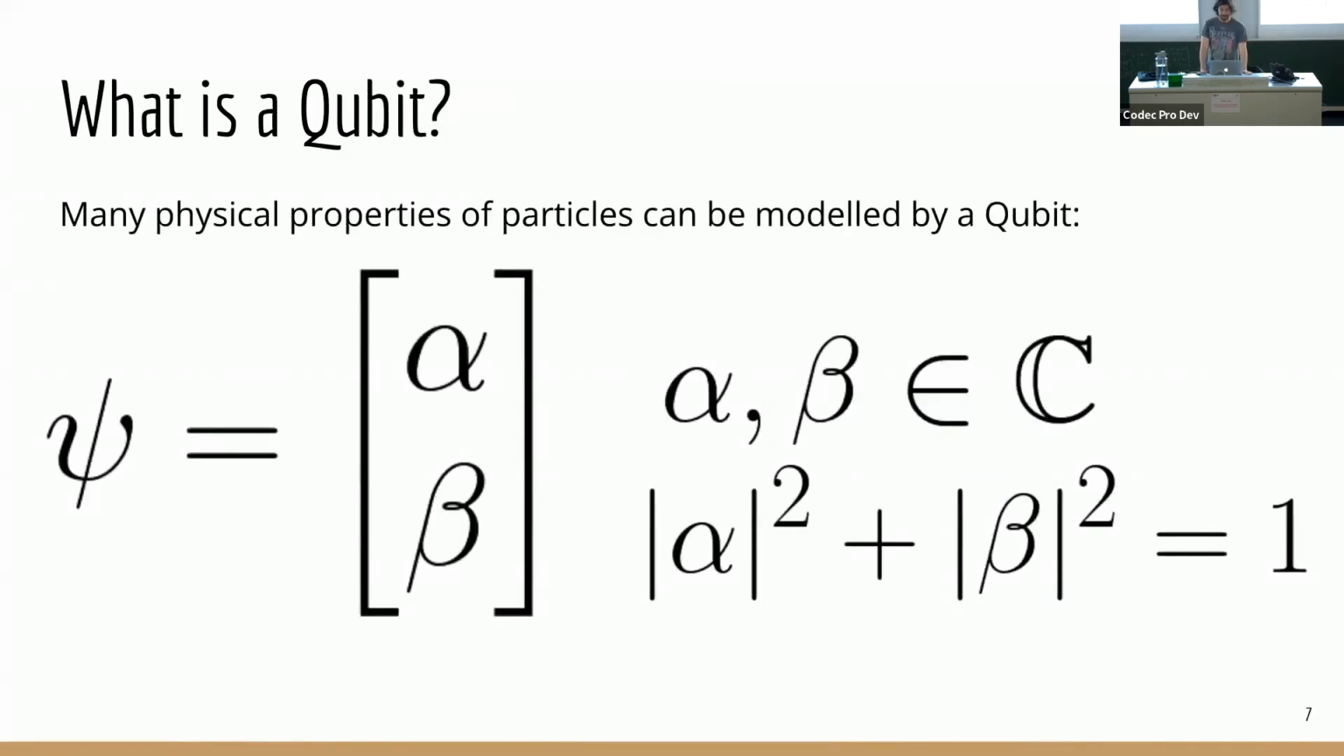So, what is a qubit? Many physical properties of particles can be modeled as a qubit. All that a qubit is mathematically is a two-dimensional vector where the entries can be complex numbers. And we require that a qubit satisfies this property here, that the modulus of the first entry alpha squared plus the modulus of the second entry beta squared is equal to 1.